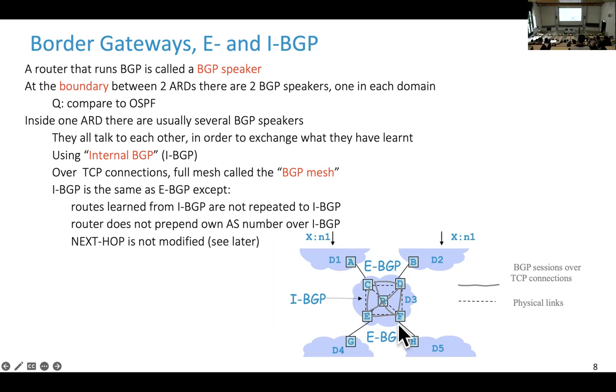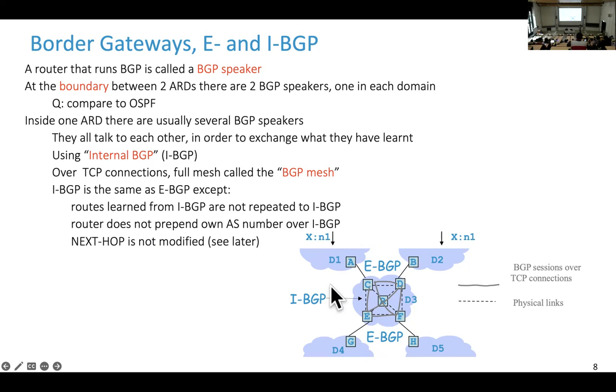To spread such information internally, we use again BGP, the same protocol. We could have used something else, but BGP is used again, which is good news because we don't have to learn 2 protocols. There are slight differences. The BGP that is used to exchange information externally from one domain to another is slightly different from the one that is used internally. That's why one is called iBGP, internal BGP, and one is called eBGP, external BGP. And I will explain the difference now.